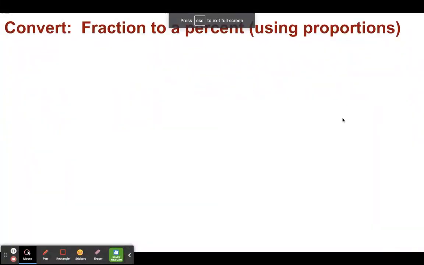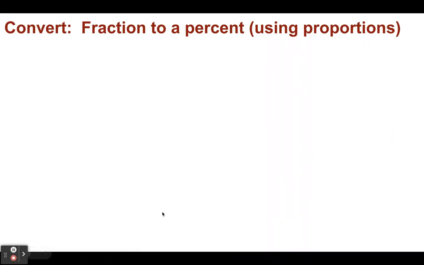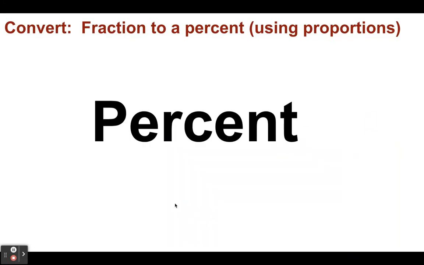Okay, so let's talk about changing or converting a fraction to a percent using proportions. Before we do this, let's be reminded of a couple clear things here. We're talking about the word percent. It's really a compound word made up of the first syllable "per" and the second syllable "cent." If you can remember that cent, there are 100 years in a century, there are 100 cents in a dollar. So that 100 is key for really understanding what percent is.